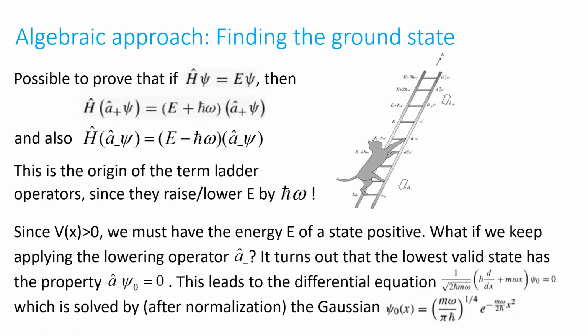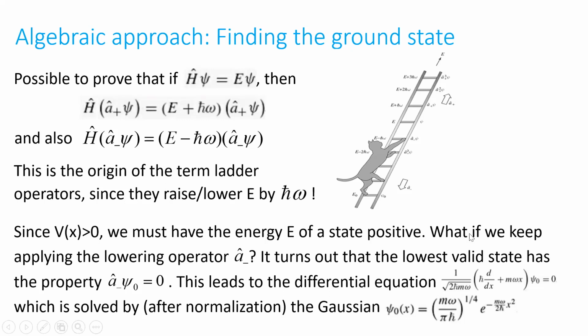So one question you might have is, can we continually operate with the lowering operator? Because that's going to keep decreasing the energy each time by h bar omega. Can we keep operating with that indefinitely until we get a hugely negative energy? And the answer is no. Since the potential of the harmonic oscillator is positive, it turns out that the energy E of a valid stationary state has to be positive, because it contains a positive potential energy, and kinetic energy is by its own nature positive.